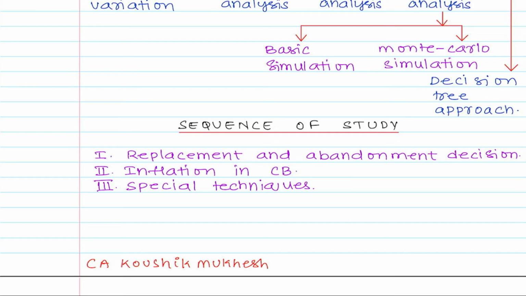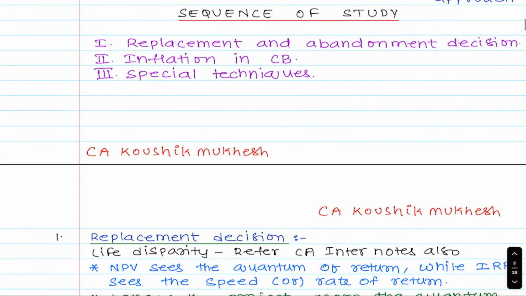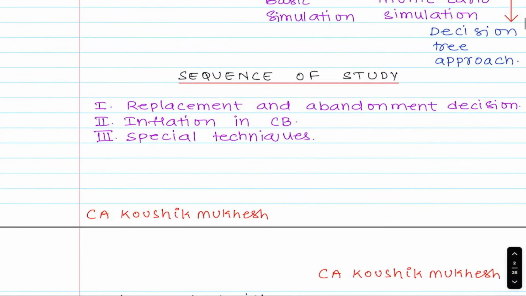Okay, next. Complete up to here. See here now, the first technique we are going to start is the replacement decision. Once the replacement decision is completed, we go to inflation. Thereafter, we go to the other special techniques inside the concept of capital budgeting. Before going into that, see the screen once.